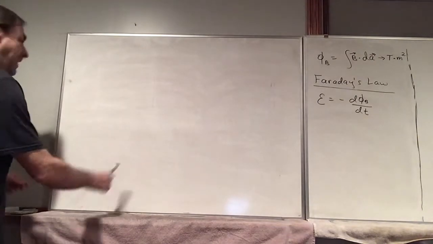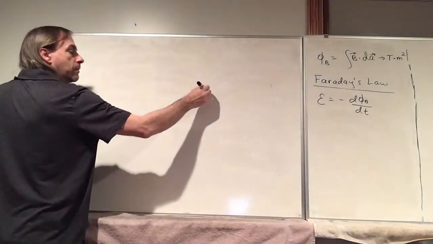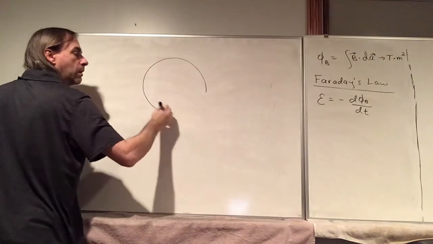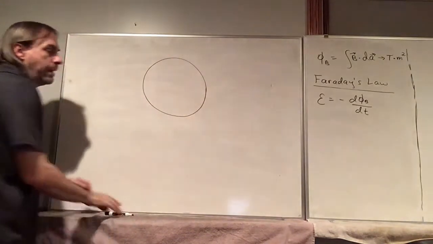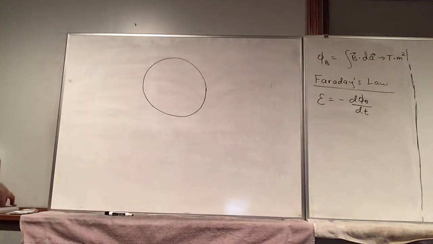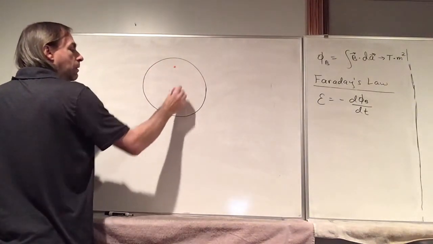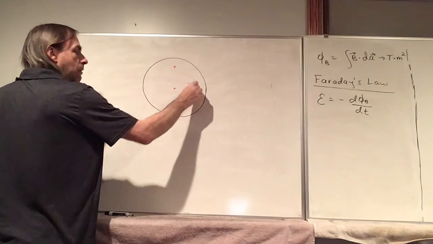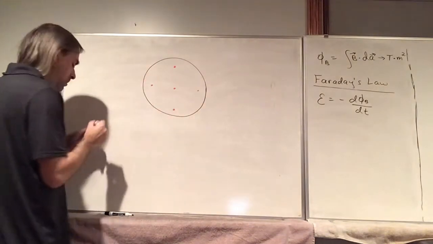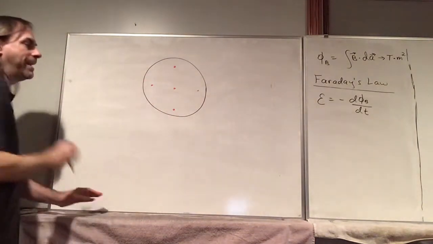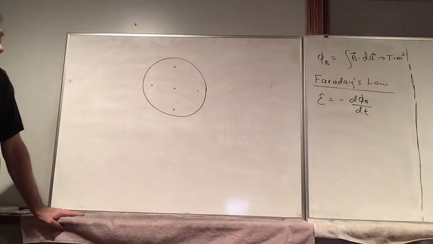Okay, so let's say we have a solenoid here that's creating a magnetic field. Let's say it's out of the page. And let's say the magnetic field is changing.